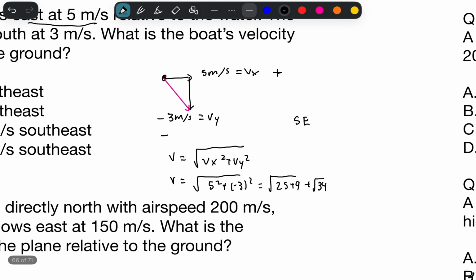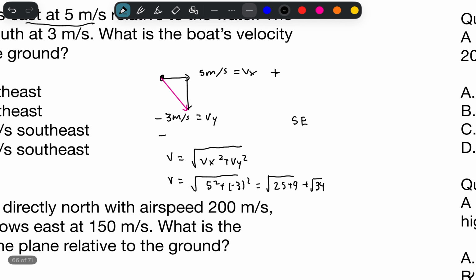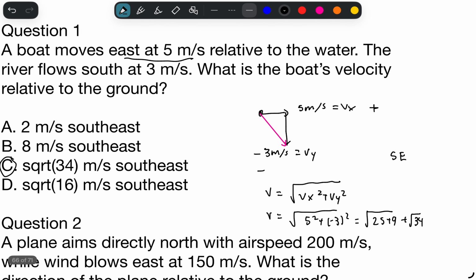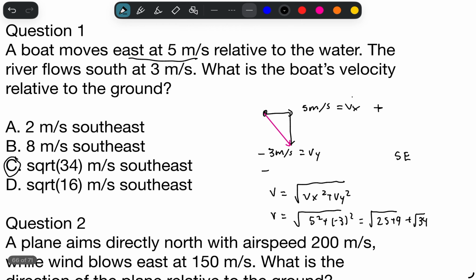So the ground velocity is going to be the sum of the boat velocity and the river velocity. So this was the boat, and this was the river. And our V was our ground.